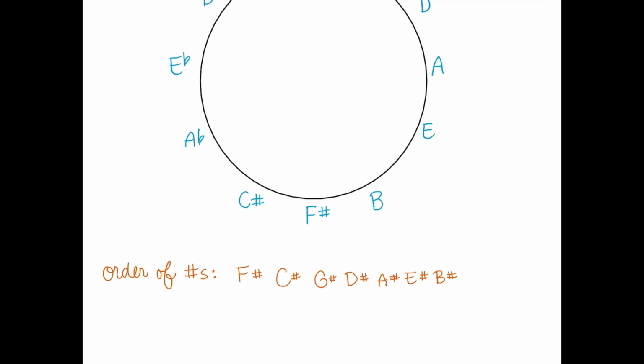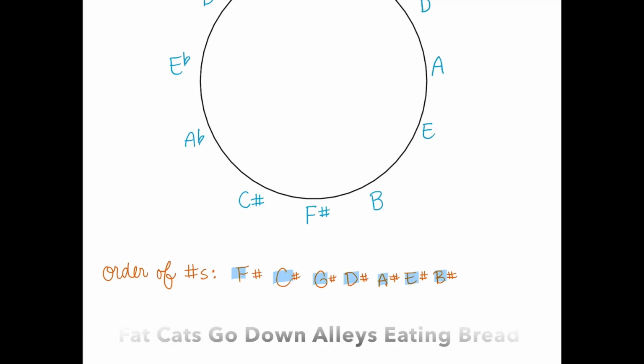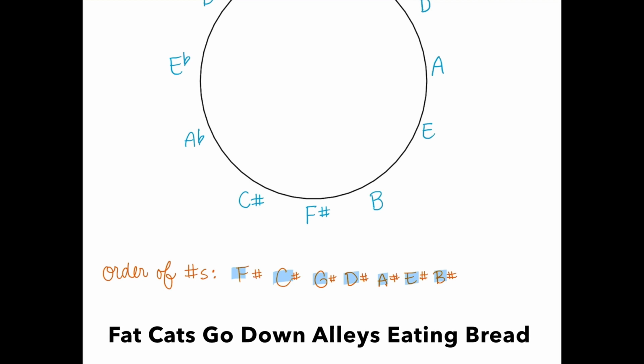So if you see, there's 7 sharps total, and this is the order. Now, there's a little sentence. I learned this years ago, and it actually works really well for me and for a lot of my students. It goes, fat cats go down alleys eating bread. So kind of a silly sentence, but it has worked for me for years. So again, fat cats go down alleys eating bread.